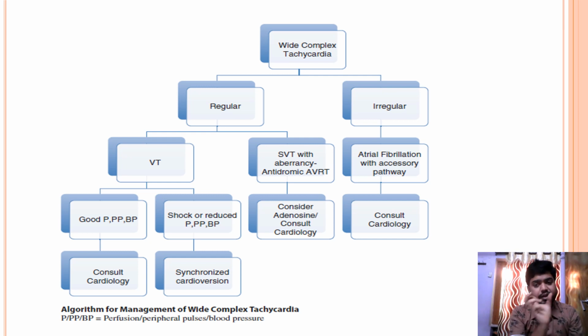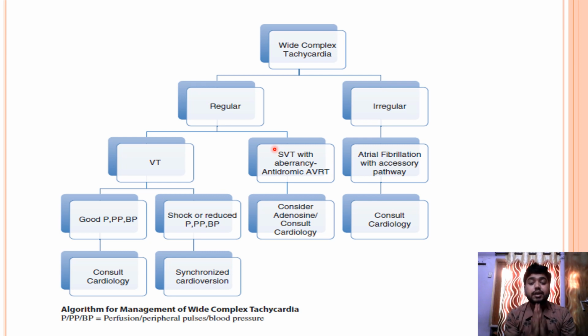So just look whether it is regular or irregular. If it is irregular, definitely think of atrial fibrillation being conducted through an accessory pathway; consult a cardiologist. If it is regular, then think it could be SVT with abnormal conduction blockade, either RBBB or LBBB, and some antidromic AVRT going on. So always think: wide complex SVT is not always narrow complex tachycardia. Please remember, SVT can be narrow complex or wide complex tachycardia.